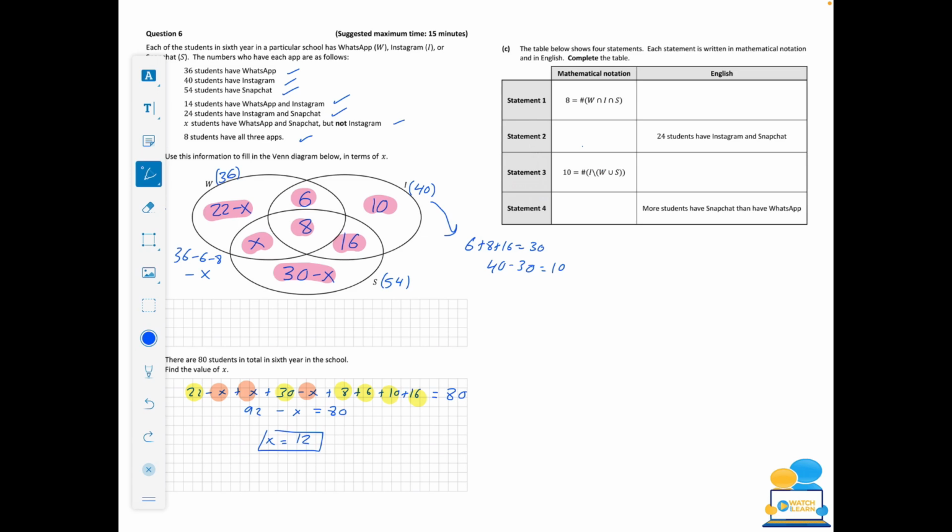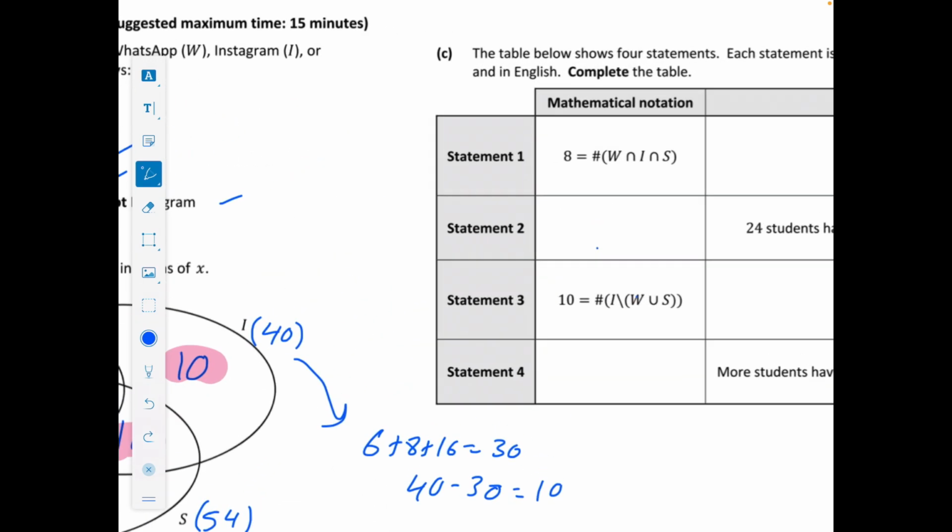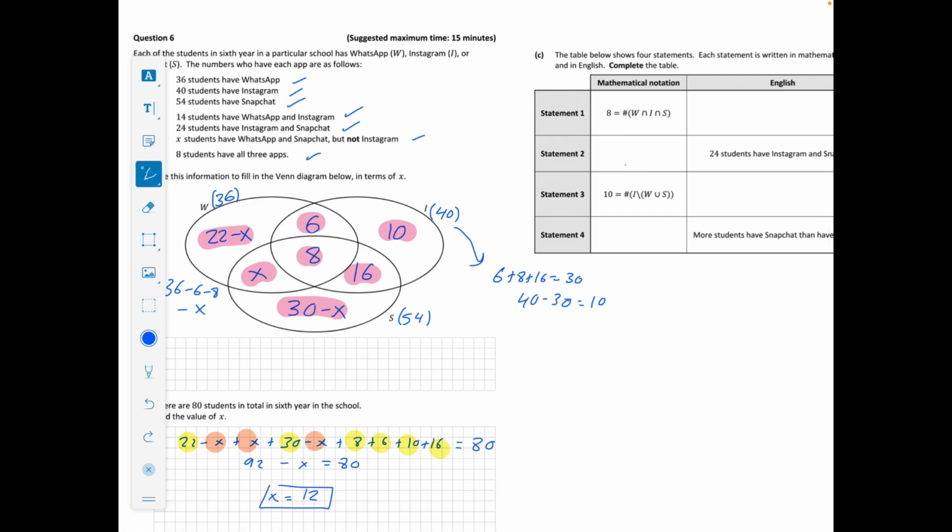Now people sometimes find this difficult, okay? It doesn't have to be very fancy English. Just make sure it's linked to the question. So we can see the examples here. They're using the keywords from the question. We're going to do the same. So 8 is equal to, we know the hashtag is equal to, means the cardinal number of W intersection I intersection S.